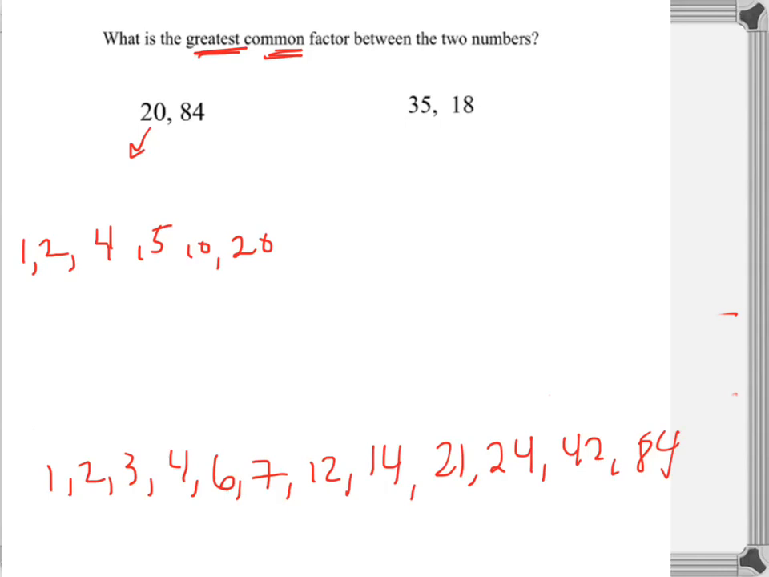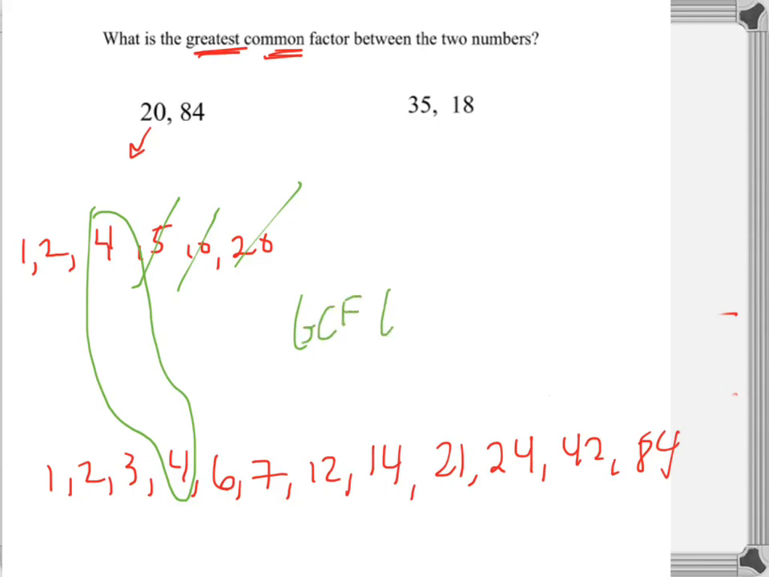So I can say, okay, starting with 20. 20 is not a factor of 84, so let me cross it out of that list. 10 is not a factor of 84. 5 is not a factor of 84, but 4 is. Okay, so that's one way of doing it. So the GCF, a lot of times people write it like this. They write the GCF, and they write it like an ordered pair. 20 and 84 is equal to 4.